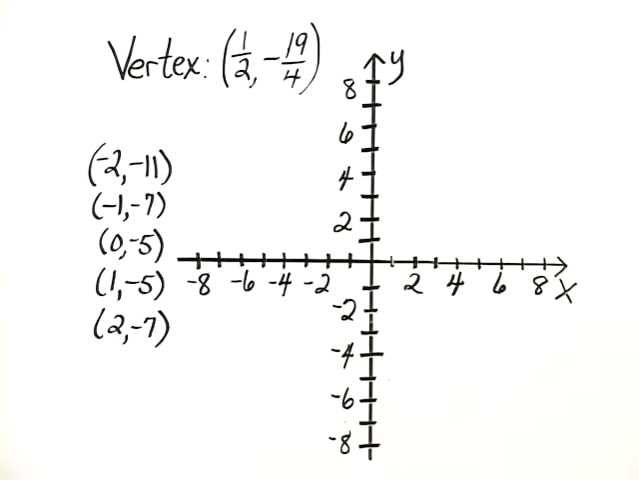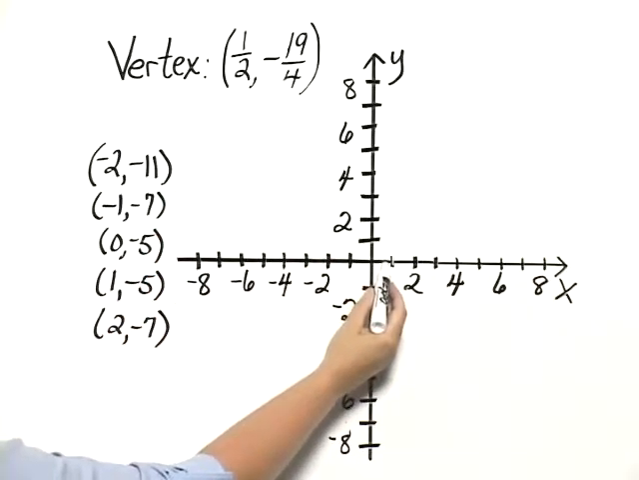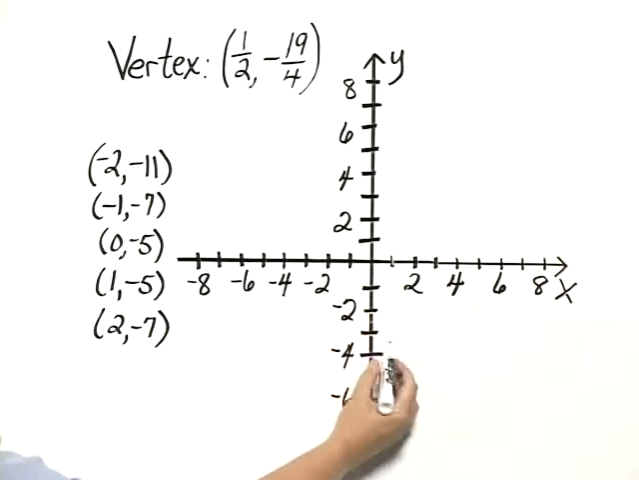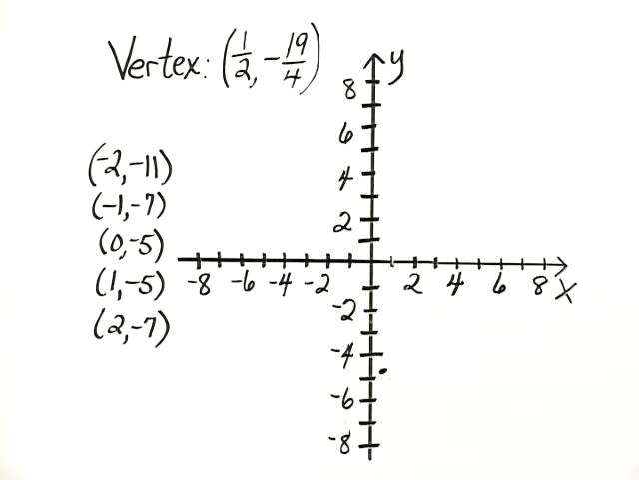Now we can plot the points and then sketch the graph of the equation. First of all, let's plot the vertex. We have 1/2, and negative 19/4 is almost negative 5. So we'll put our vertex here. Negative 2, negative 11 would be off the graph the way I've drawn it, so we won't plot that one. Negative 1, negative 7 gives us this point. 0, negative 5 is the y-intercept. That's here. 1, negative 5, and 2, negative 7.